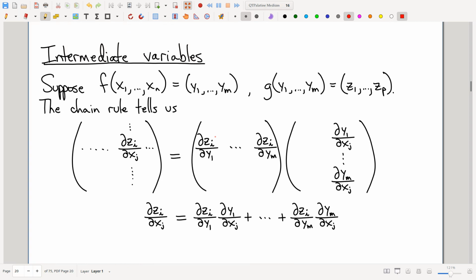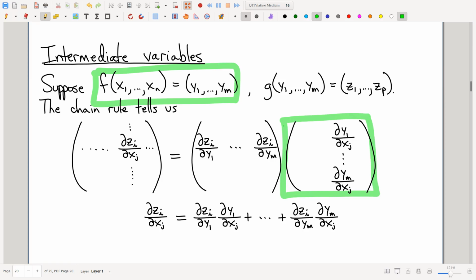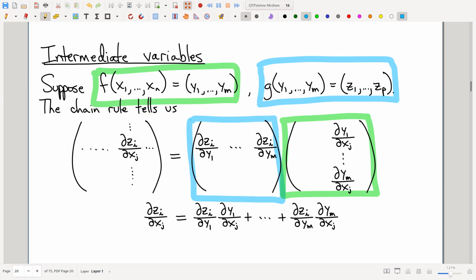These sorts of cases come up. So here's a scenario. I've got f that takes x's and gives out y's. I can talk about its derivative matrix. It's all the various partials of the y's with respect to the x's. Then I'm going to take those y's. G will take those y's and produce z's. Here's its derivative matrix. Again, various appropriate partials of z's with respect to y's.